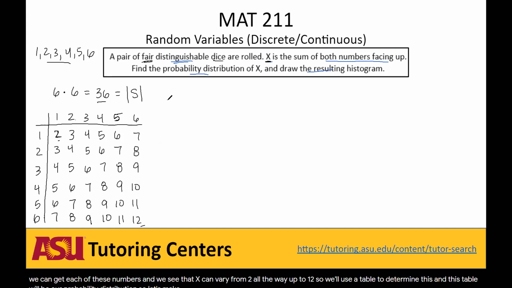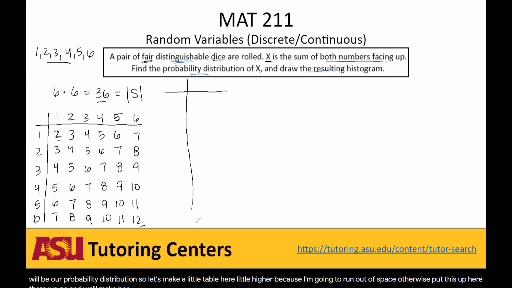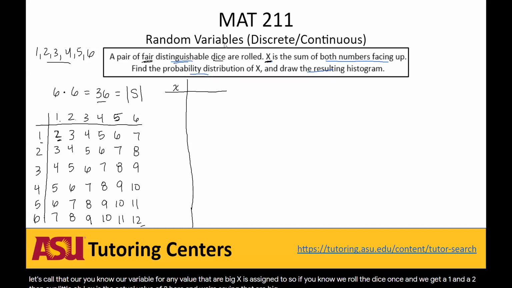Let's make a little table here, and let's move that a little higher because I'm going to run out of space otherwise. Put this up here. There we go. We'll make a line down. Good enough. Let's call little x, which I'm going to mark with this curly x, our variable for any value that our big X is assigned. So if we roll the dice once and we get a 1 and a 2, then our little x is the actual value of 3, and we're saying that our big X took that value of 3.